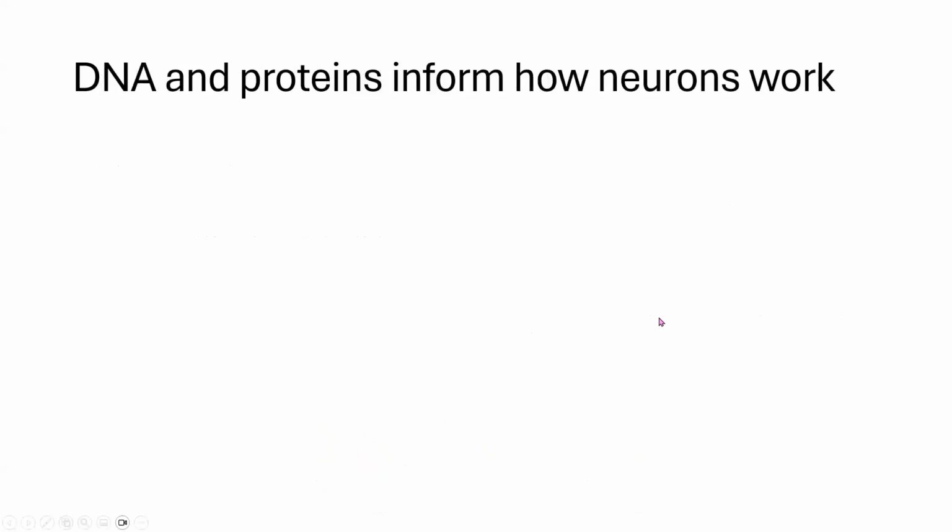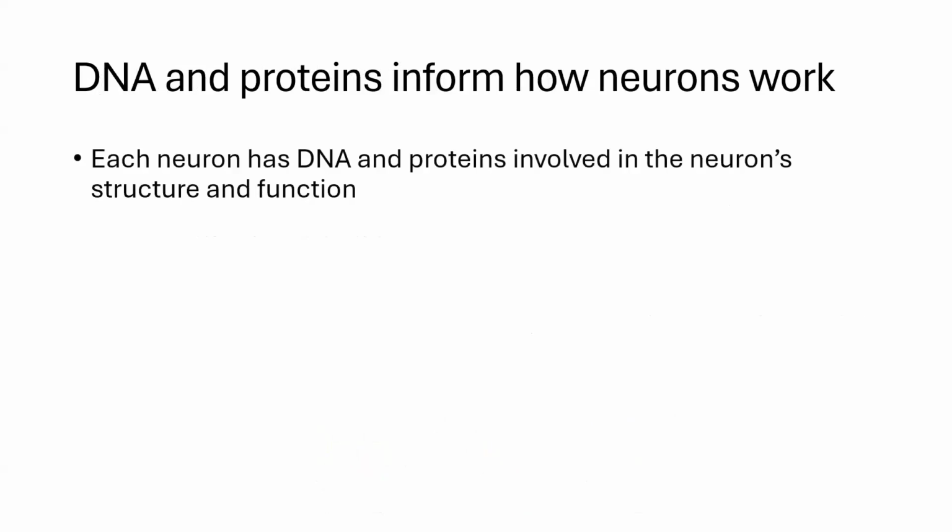And then DNA and proteins work together, specifically in the brain, to inform how neurons work. So each neuron has DNA, like we said. Each neuron has a nucleus, and inside the nucleus, we have the chromosomes, which contain the DNA. And so with that, we assume that each neuron also has proteins. Each neuron has exactly the same genetic code, but depending on how they function, maybe a different amount of the different proteins that are available.